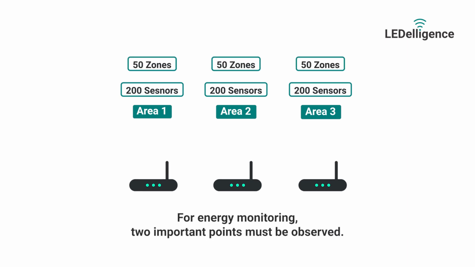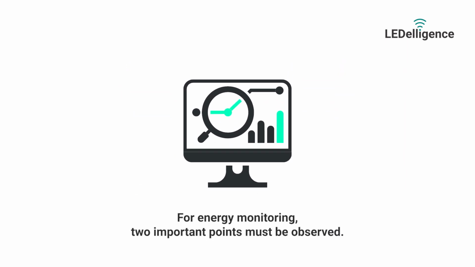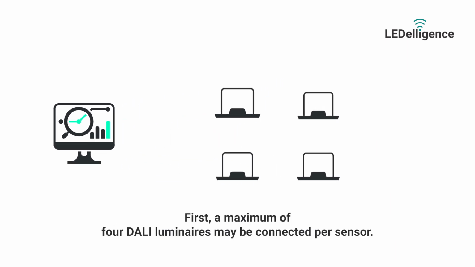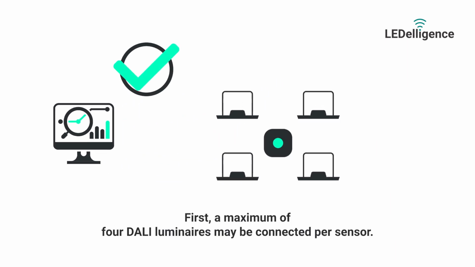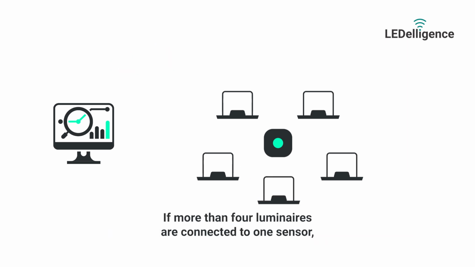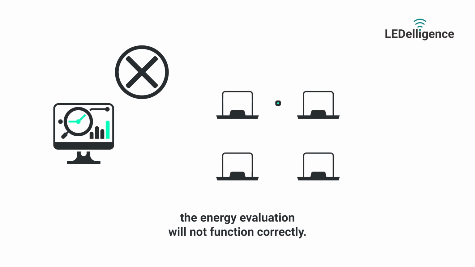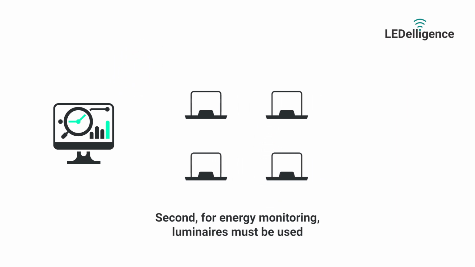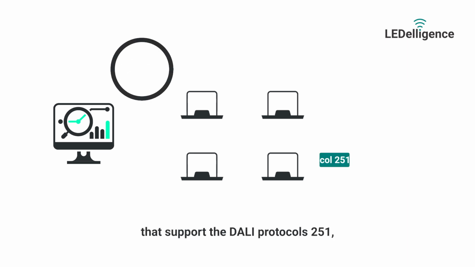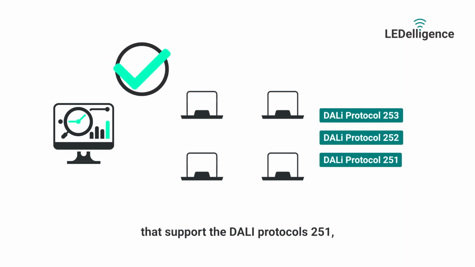For energy monitoring, two important points must be observed. First, a maximum of 4 DALI luminaires may be connected per sensor. If more than 4 luminaires are connected to one sensor, the energy evaluation will not function correctly. Second, for energy monitoring, luminaires must be used that support the DALI protocols 251, 252, and 253.